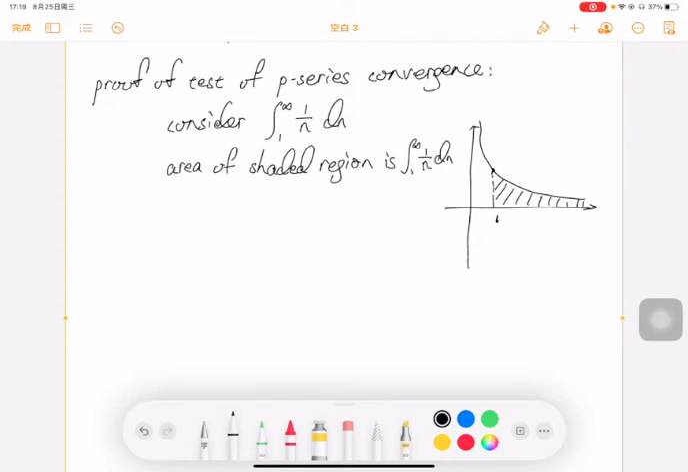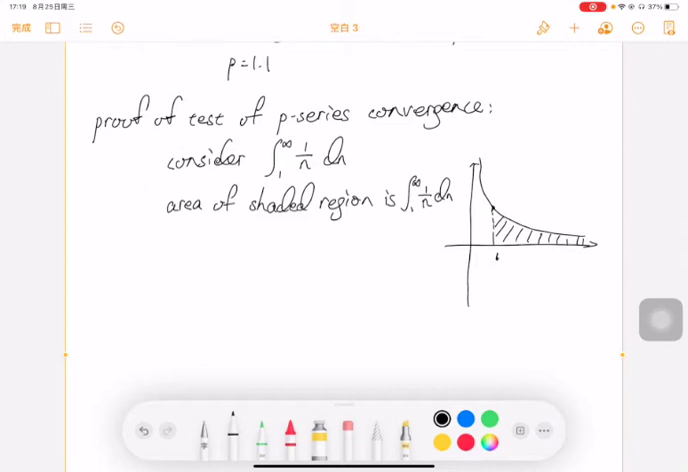Now, what is the summation of 1 over n to the p? Oh, sorry, I mean the integral of 1 over n to the p. Okay, my bad. Let me rewrite this. p is way too small. 1 over n to the p. Yep. Okay. So we're considering the integral of 1 over n to the p, not just 1 over n, but it doesn't really change the graph at all.